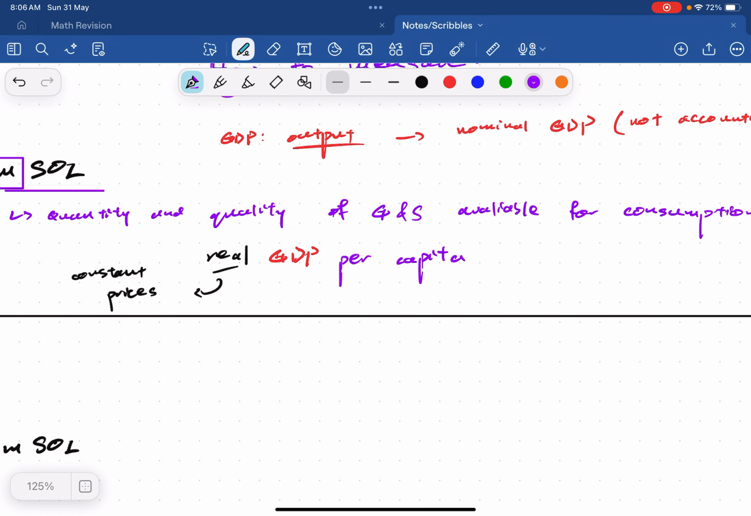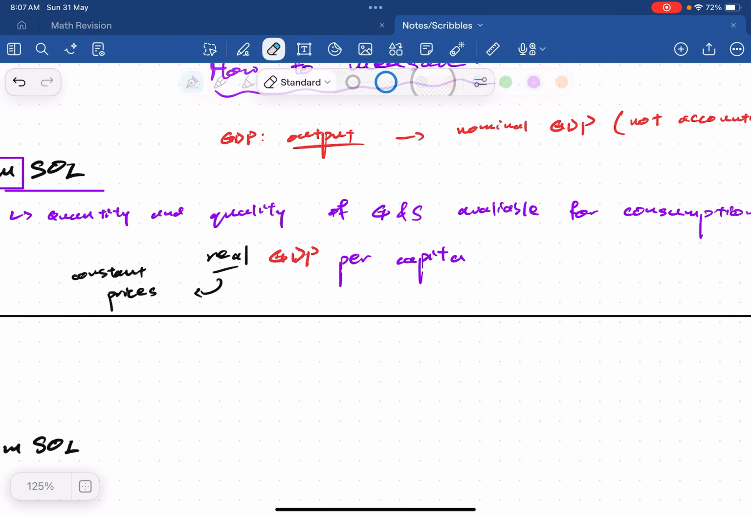So for example, if, let's say, Singapore's population in 1980 was 2 million, and in 2026 Singapore's population is 5.5 million, but real GDP of Singapore stays the same, this means that real GDP per capita has decreased, because I need to divide by population.